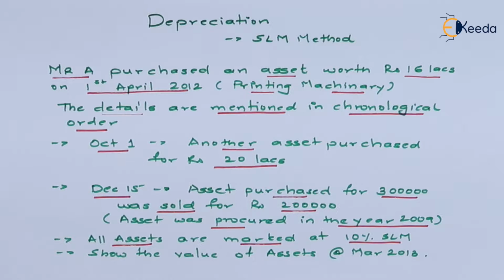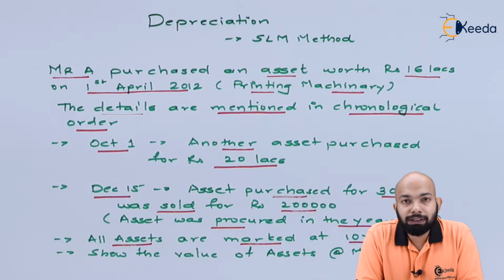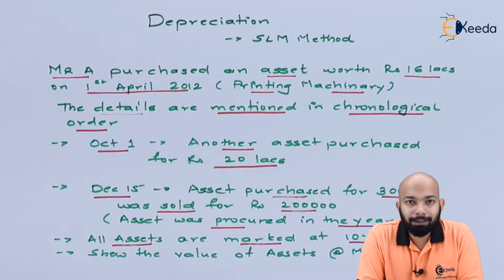All the assets are marked at 10% straight line method. That means all the assets that we have purchased or which we already have are going through a depreciation of 10% per annum under the straight line method.